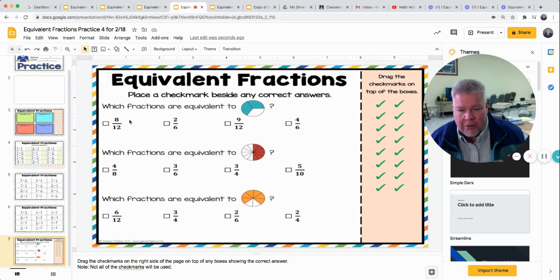2/3 equals 8/12. 2 times 4 is 8. 3 times 4 is 12. That one would work. So I'm just going to drag my checkbox there. 2/6 and 2/3. 2 times 1 is 2. 3 times 1 is 6. Nope, I wouldn't put a check on that one. So that's how you're going to do these.